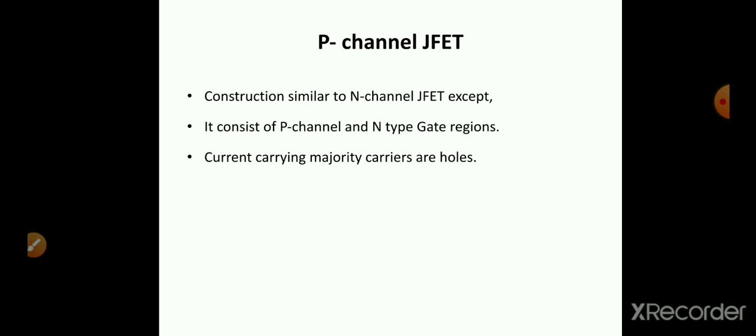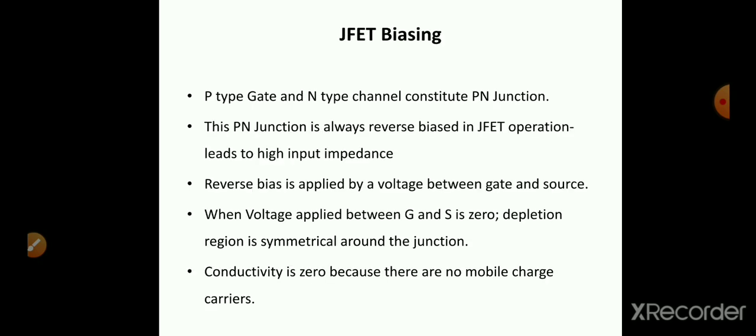While in a P-channel JFET, the construction is similar to an N-channel JFET, but the difference is that it consists of a P-channel and the gate regions are made of N-type semiconductor bars. Here the majority carriers are holes, so the current carrying is mainly due to majority carriers.